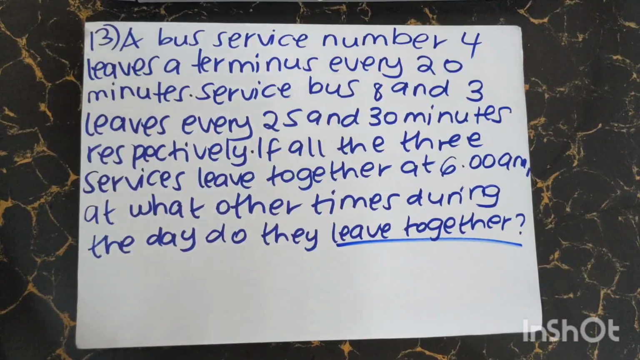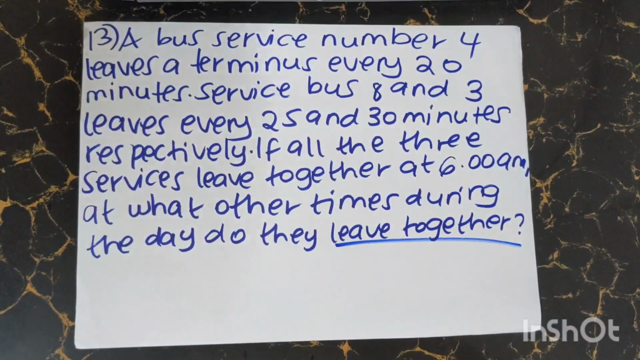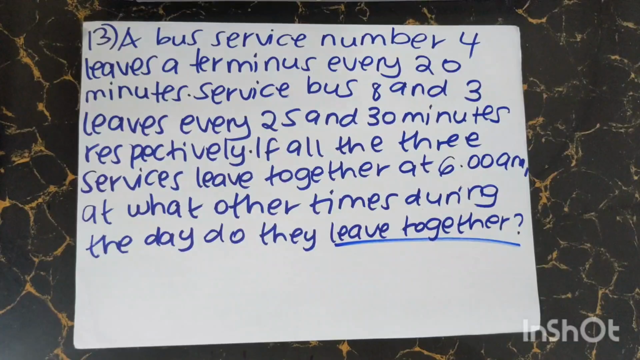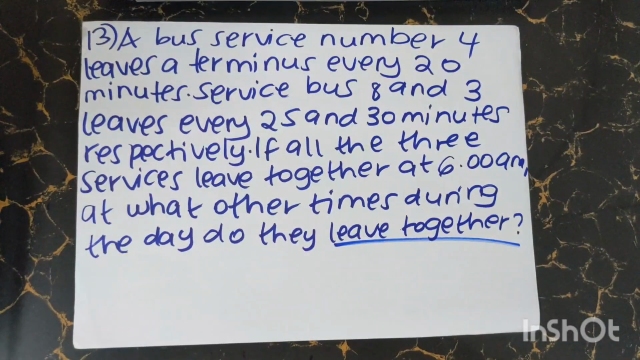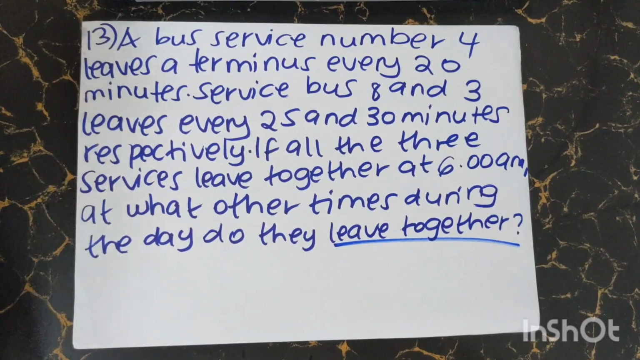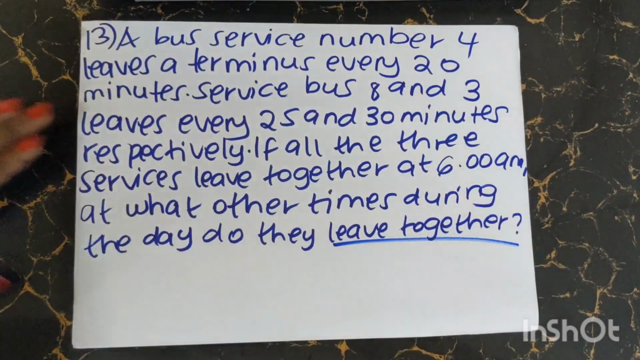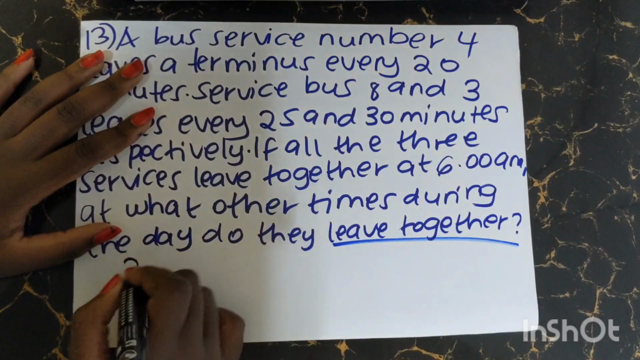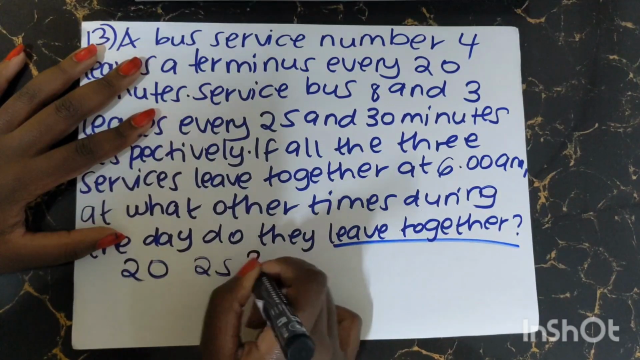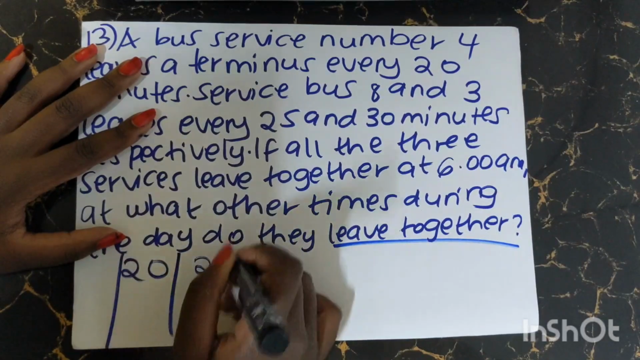So things are happening at the same time, which automatically means that we'll need to find the LCM, okay? And remember, LCM in full is least common multiple. So we'll need to find the LCM of these 3 numbers, 20, 25, and 30, okay? And remember, in order for us to find the LCM, we'll divide the numbers until we get ones as our final answer, okay?